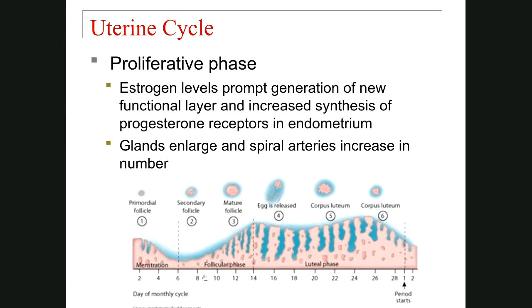In the proliferative phase, as you see here, the estrogen level promotes generation of the new functional layer and increases synthesis of progesterone receptors on the endometrium. The endometrial glands enlarge and the spiral arteries increase in their number.